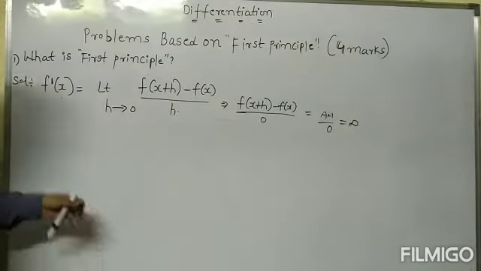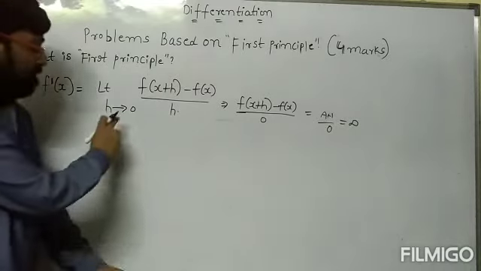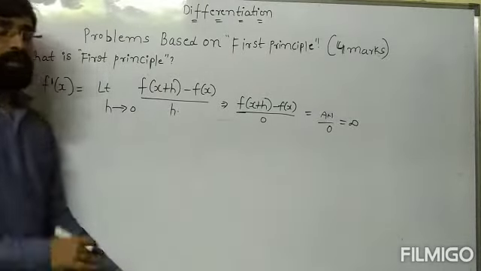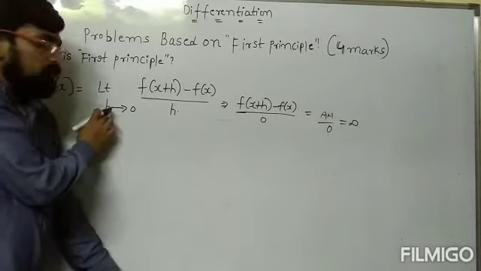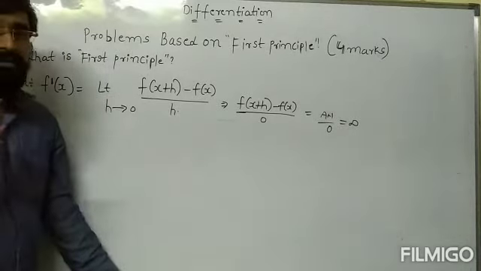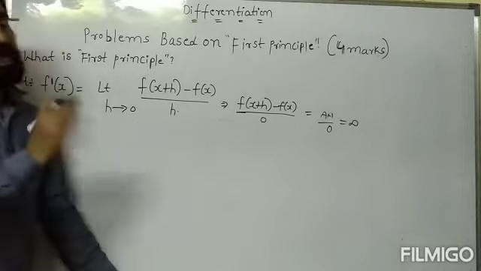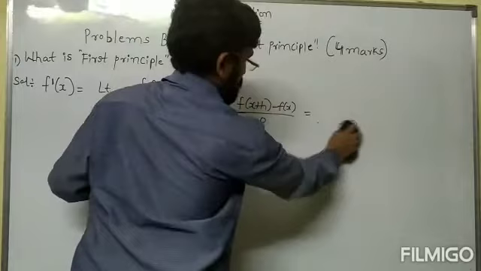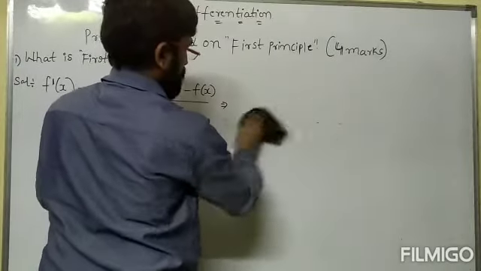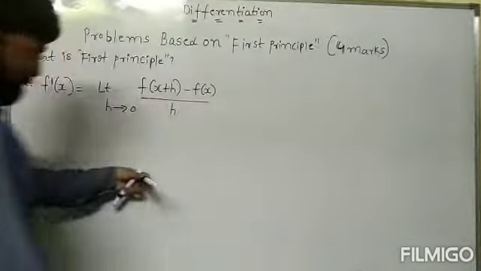So first substitute at last. At last we need to substitute h equals to 0. In the place of h, we need to substitute 0. Substituting first is impossible.